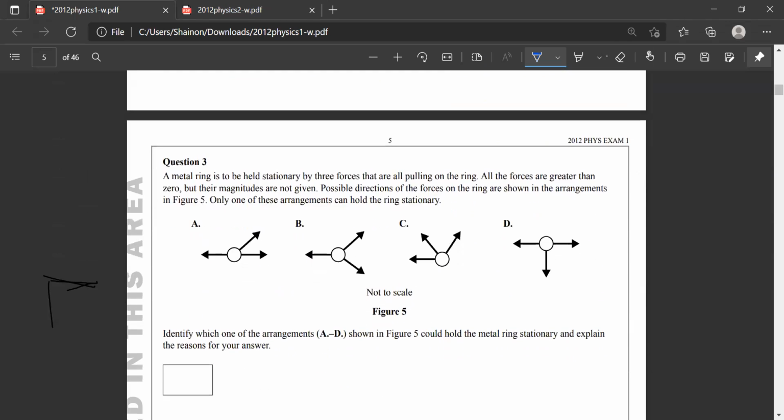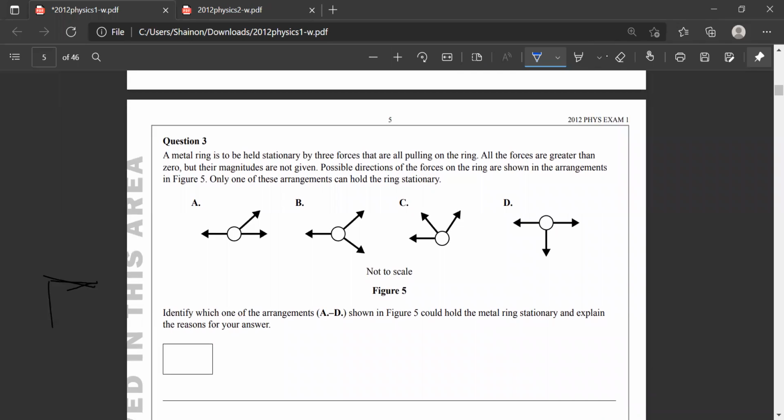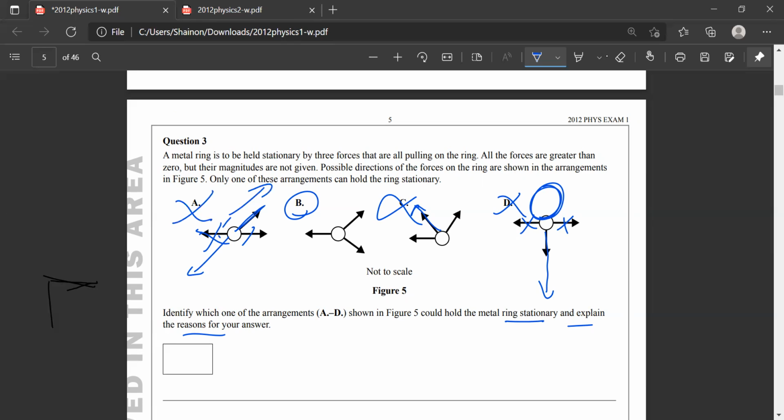This question, the middle is held stationary. Identify the arrangement that is stationary and explain your reasoning. So if you resolve all these, you should get B, because this one just goes this way. So it's not going to be stationary. These two cancel out, but it's going to go this way because there's nothing stopping it here. So that's wrong. That's wrong. These two cancel out, but this one is not cancelled. So it's just going to go this way. So that's not stationary.